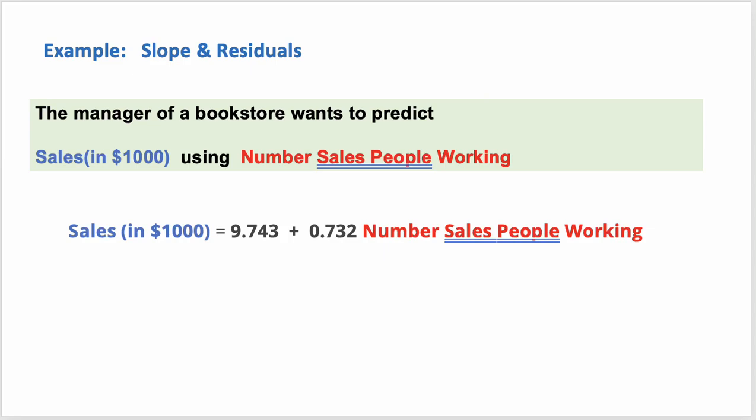So I'm going to introduce two examples, and I'm going to cheat a bit. I'm going to give you the equation of the line of best fit, knowing full well that StatCrunch is going to do that for us. The scenario: a manager of a bookstore wants to predict what the sales will be, in thousands of dollars, on a day when he has a certain number of salespersons working.